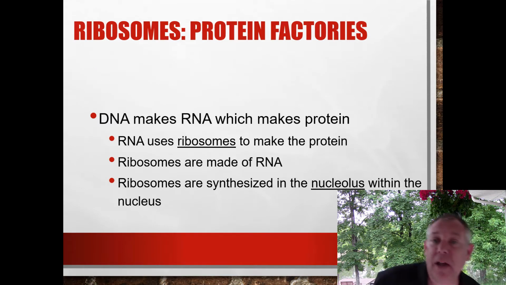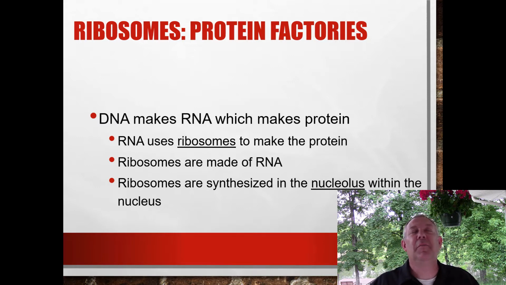So again, our mantra, DNA makes RNA, makes protein. Again, every night before you go to bed, I want you to say this to yourself. So the DNA codes for the RNA. The RNA uses ribosomes to make the protein. So that's another organelle that we need to talk about. Ribosomes are made of RNA. And those ribosomes are synthesized in the nucleolus, which is within the nucleus.